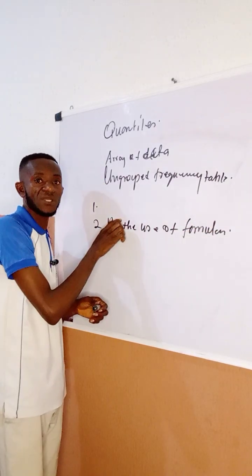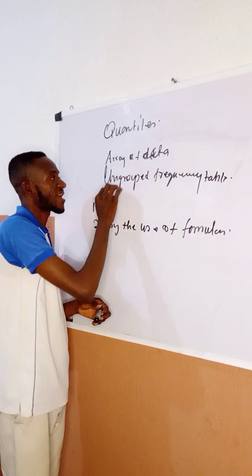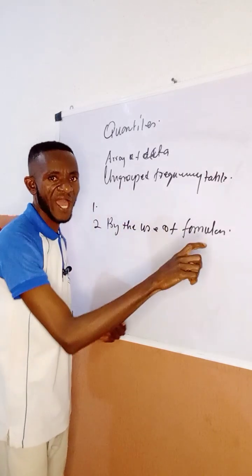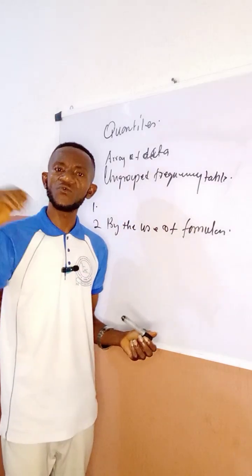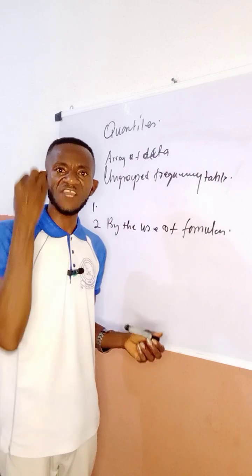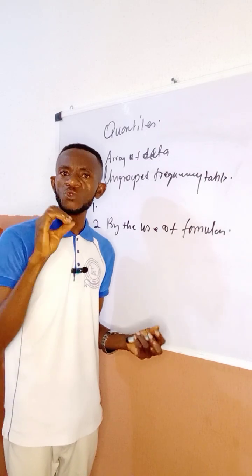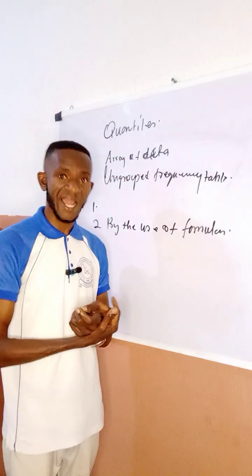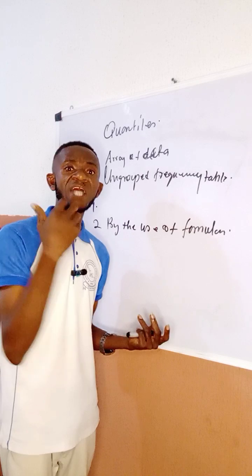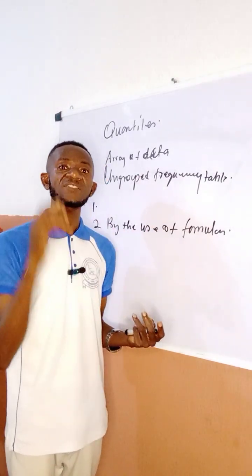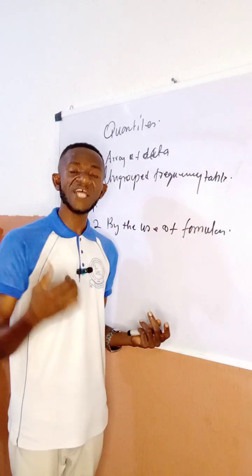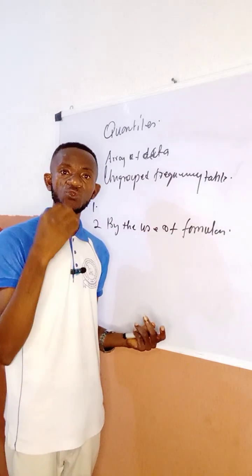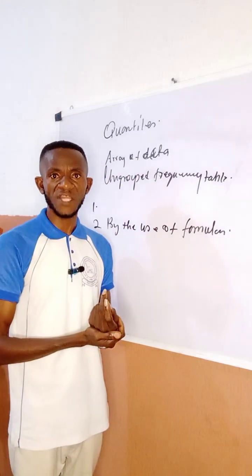These two approaches apply to the array of data and then to the ungrouped frequency table. And when we talk about using a formula, we are not talking about using a formula to find the mean or to compute the value of a quartile. We are talking about using a formula to locate the position of the quartile. So the question is, what formula am I going to use to locate the position of the first quartile, the second quartile, and the third quartile?